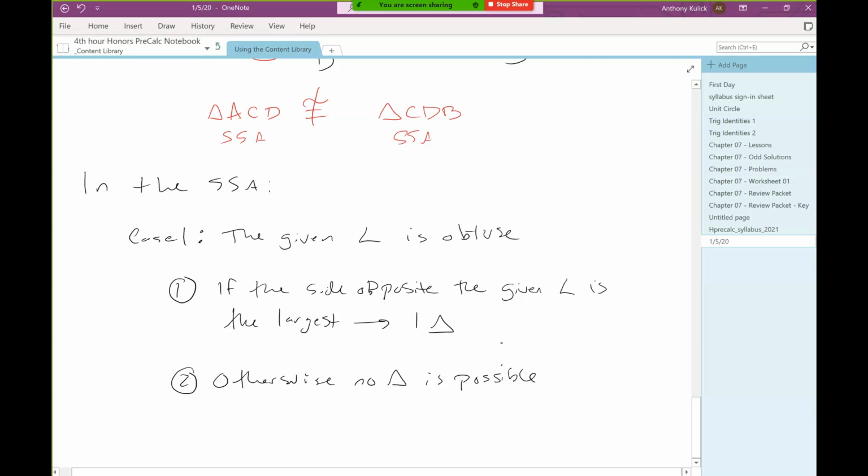Why would it be impossible for that not to be the case? If the largest angle is obtuse, the side opposite must be the hypotenuse. Can the hypotenuse be smaller or equal to any other side of the triangle with an obtuse angle? No, that's impossible. That's why you're getting no other triangles in the other situation. Does that feel okay? Okay.